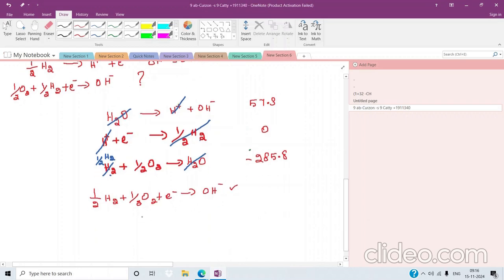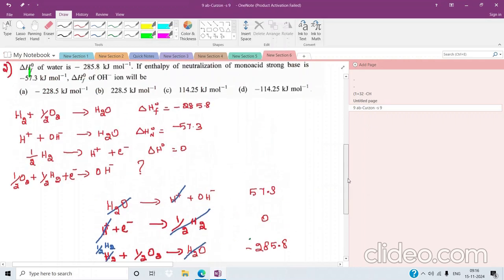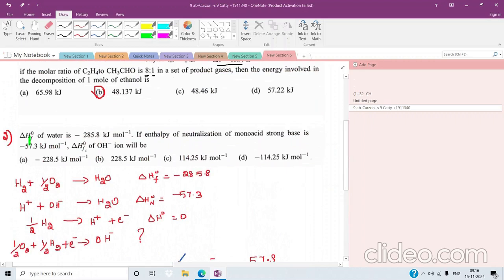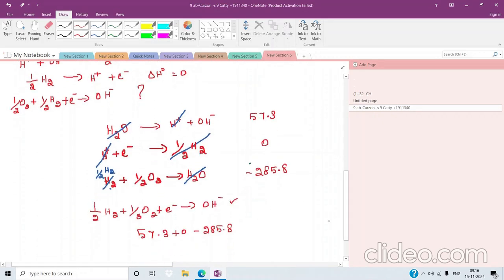That is why I'm going to add all the enthalpies: 57.3 plus 0 minus 285.8. So what's the answer? 285.5 means approximately it will be nearly 228, right? So minus 228.5 kilojoule is the answer. So somewhat tricky question, right? Here the important point you should know: if you are getting the ion from the elemental state of hydrogen, the energy involved in that process will be 0. That is the main point. Thank you.